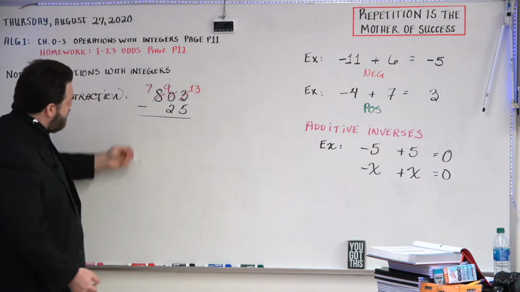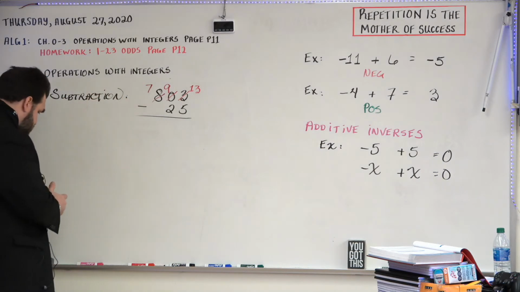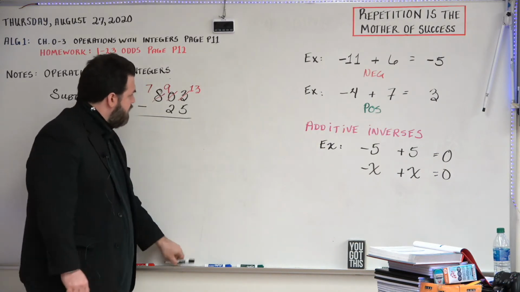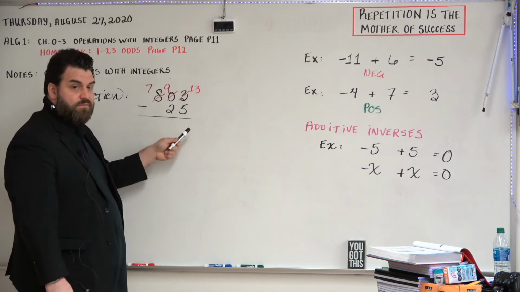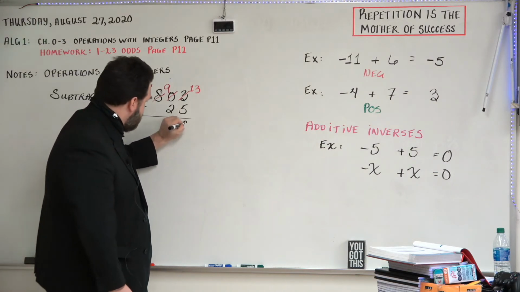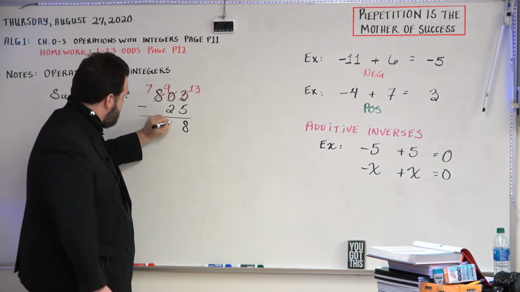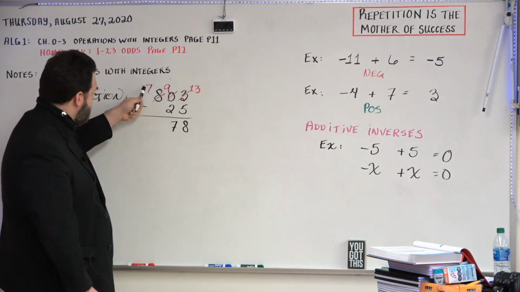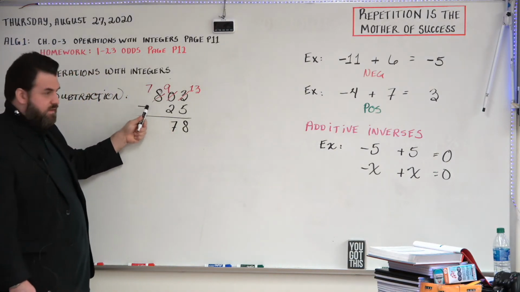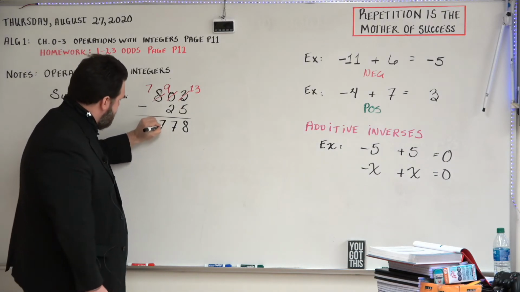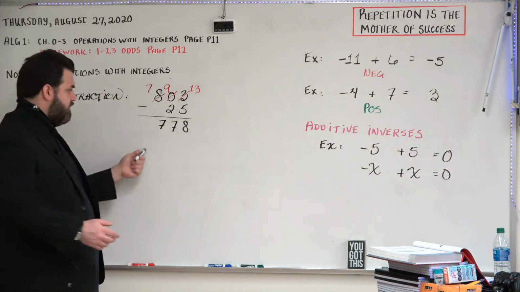Okay. Now is it all going to work? Yeah, it's all going to work now. 13 minus 5, 8. Nice job. 9 minus 2, 7. 7 minus nothing, 7. So the answer is 778.